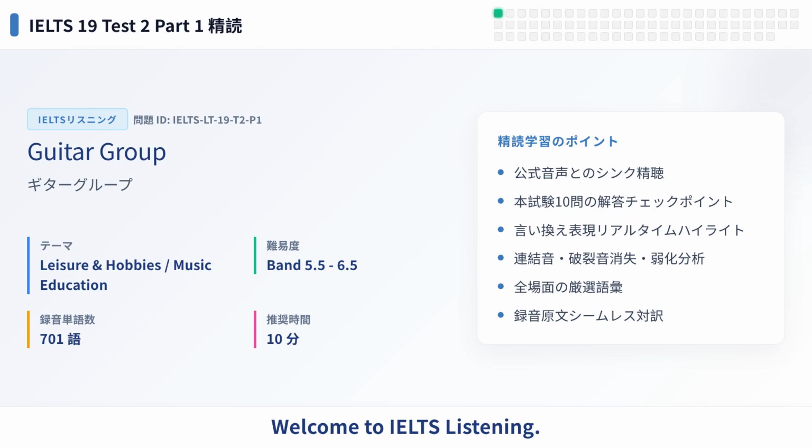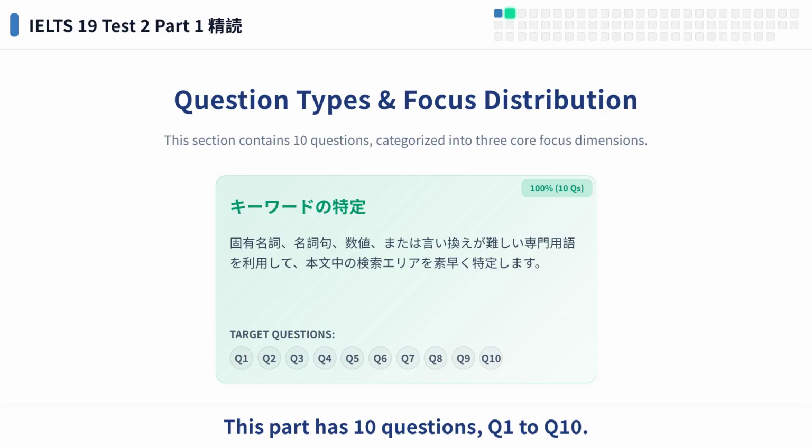Welcome to IELTS Listening. Today we study IELTS 19 Test 2, Part 1, Guitar Group. This part has 10 questions, Q1 to Q10. All are note completion, answer limit, one word or a number. All 10 questions use keyword location.